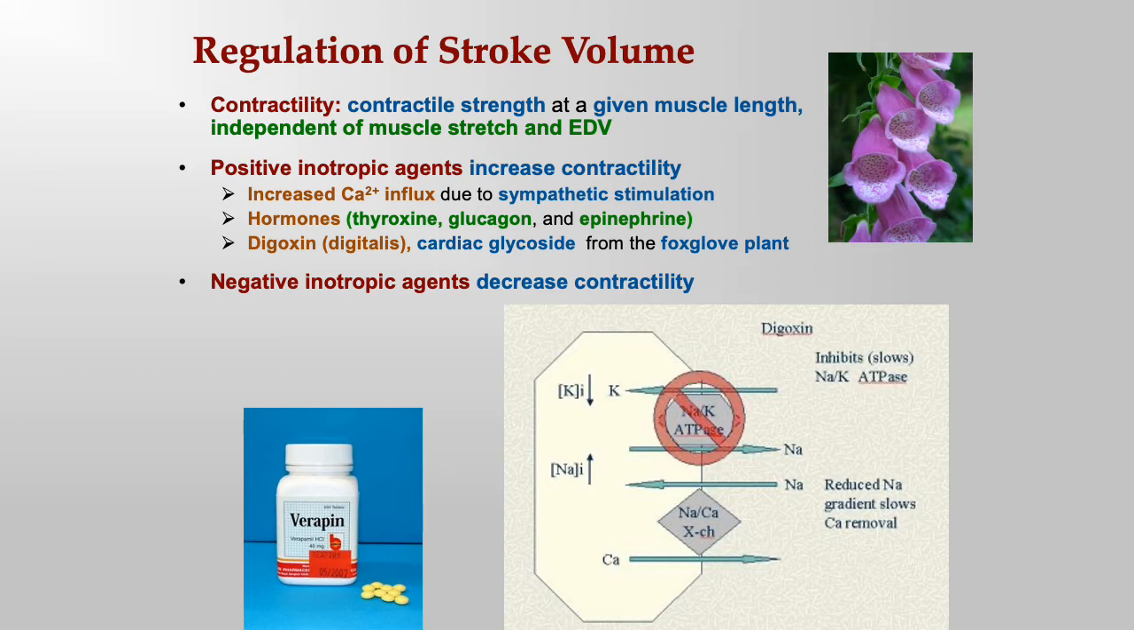Then there are negative inotropic agents. These decrease contractility. Acidosis will do that. Increased extracellular potassium. Remember, potassium causes the descending phase of the action potential. So greater potassium means you will hyperpolarize more, and therefore the heart won't be able to pump as much.